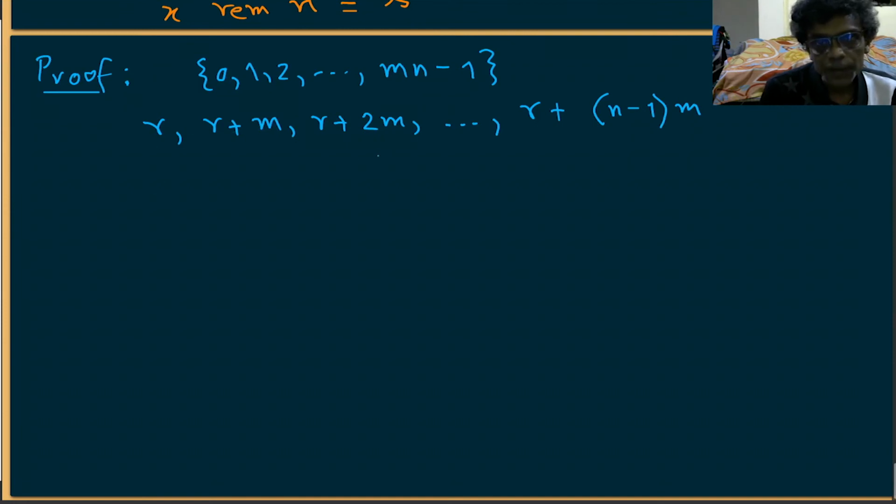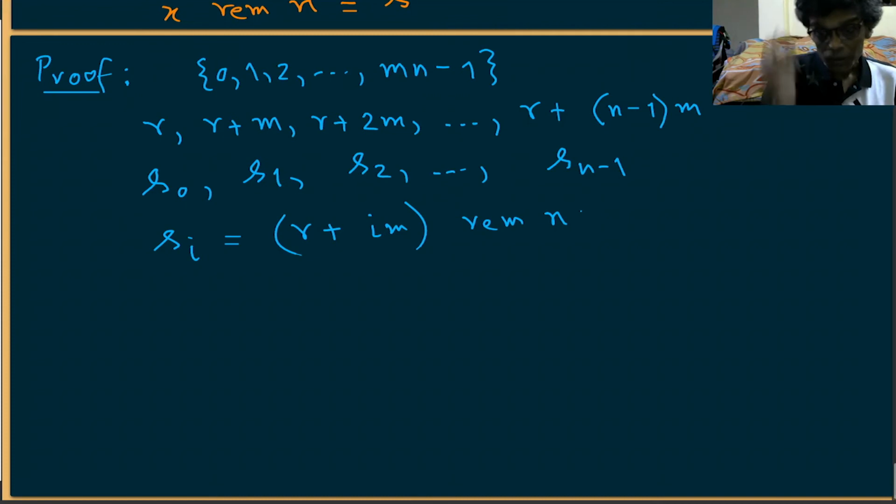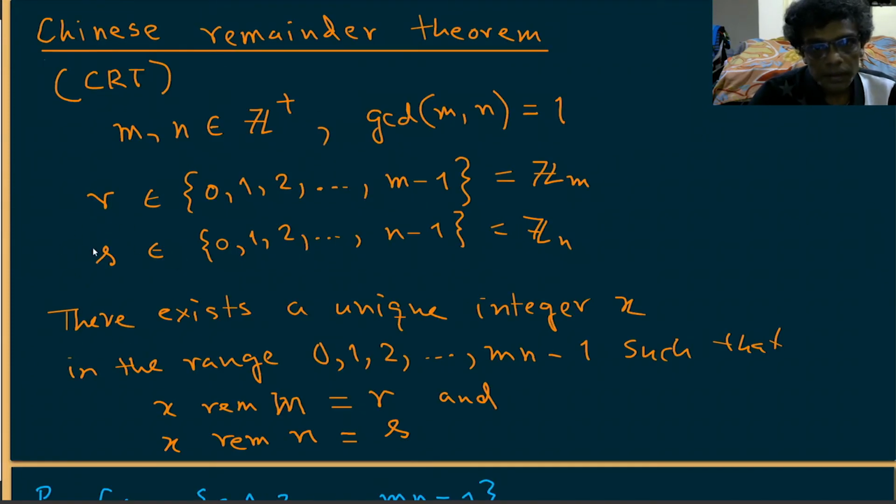Now I divide these numbers by n, the other modulus, and let's say these remainders are s0, s1, s2 up to s(n minus 1). So si is nothing but the remainder of r plus im modulo n. So at least I have got n remainders modulo n, the second modulus. If any one of them is my given s, then I am done.